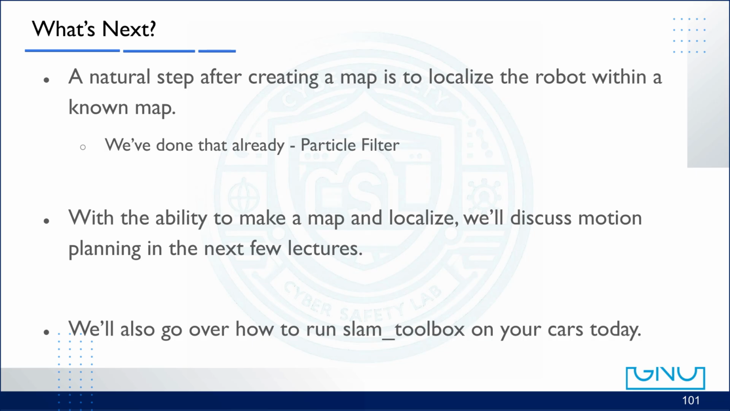So far, we've learned how to build a map and estimate the robot's motion within that map. A natural next step is to localize the robot inside a known map. We've already explored this concept earlier using the particle filter. With both mapping and localization available, the next big topic we'll move into is motion planning. This is where the robot not only understands the environment and knows where it is, but also begins to choose how to move through the space in an intelligent and efficient way. This connects all the pieces together: mapping, localization, and finally planning the robot's path.